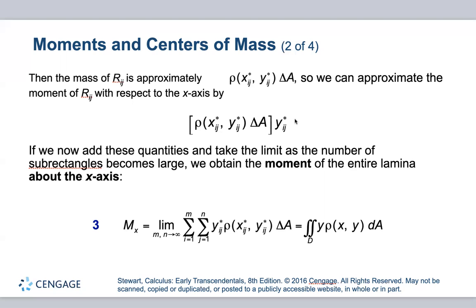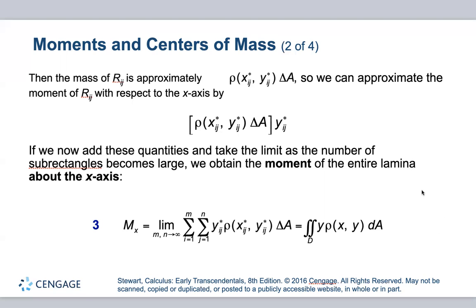Once you have that, we do the same exact thing that we've done before. You sum it over all the rectangles, then you put in more and more rectangles. In other words, let m and n go to infinity. Then you stare at that for a minute and you realize, whoa, that's a Riemann sum. It's a Riemann sum for the double integral of y times rho of x and y dA. So there's the formula for the moment about the x-axis.